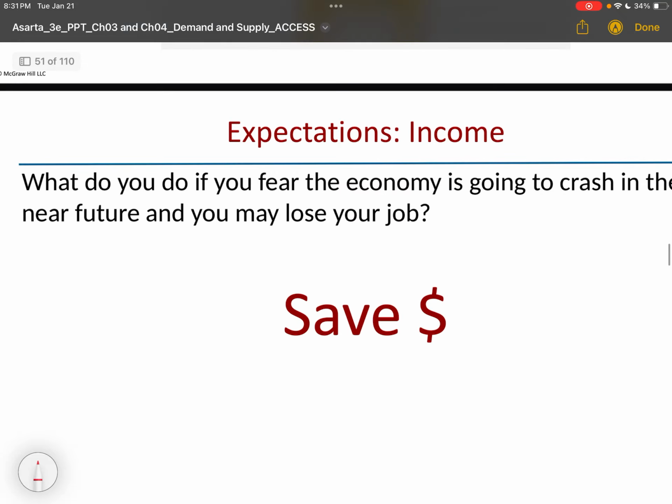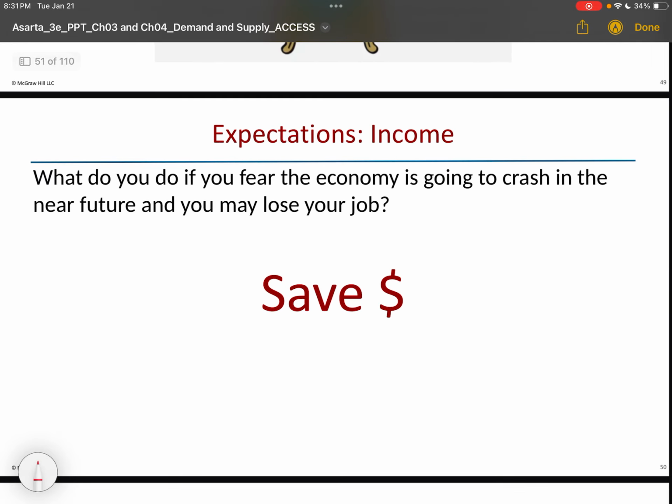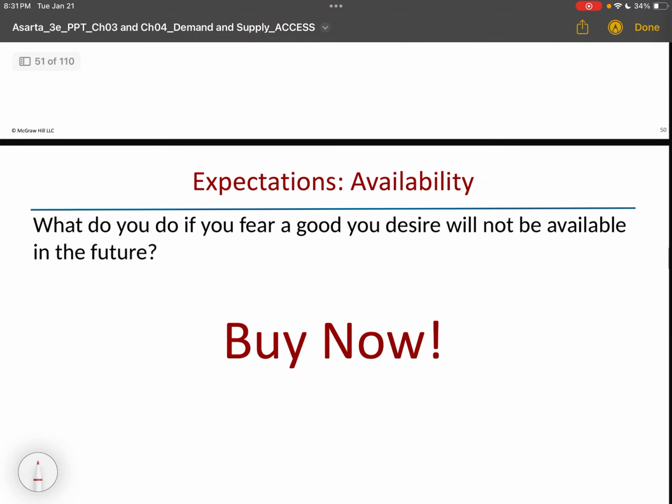Expectations. Under expectations, say you are worried that the economy is going to crash, knock on wood, in the near future, and you may lose your job, all knock on wood. So what do you do now? Don't buy stuff, right? Save the money. So then your demand for various goods will decrease or shift to the left.